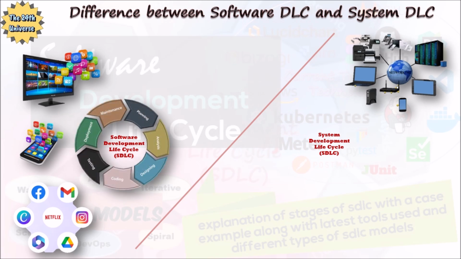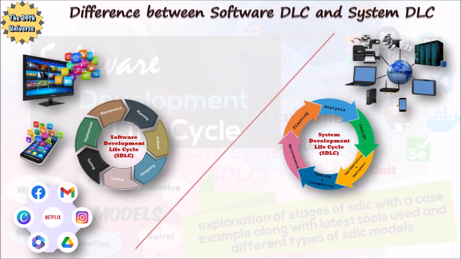The stages of software development lifecycle are planning, analysis, design, development, testing, deployment, maintenance. The stages of system development lifecycle are planning, system analysis, system design, system implementation, system integration and testing, and system maintenance.